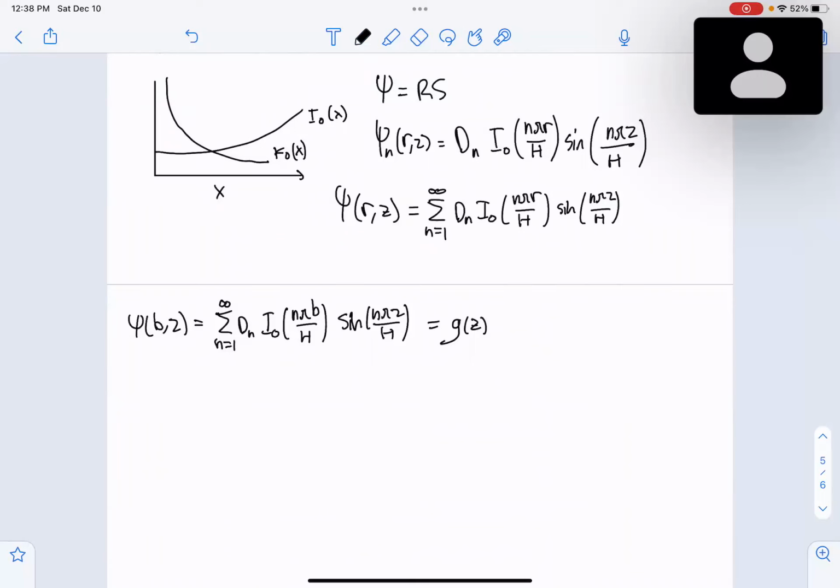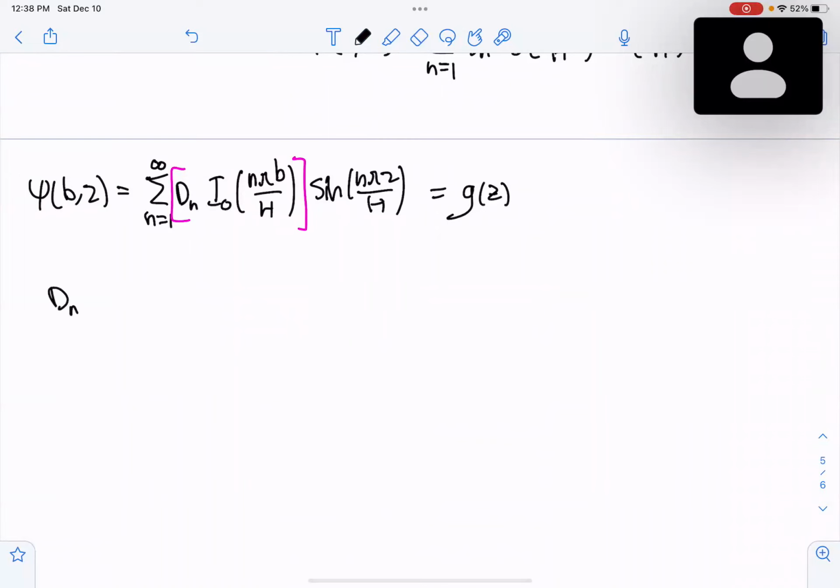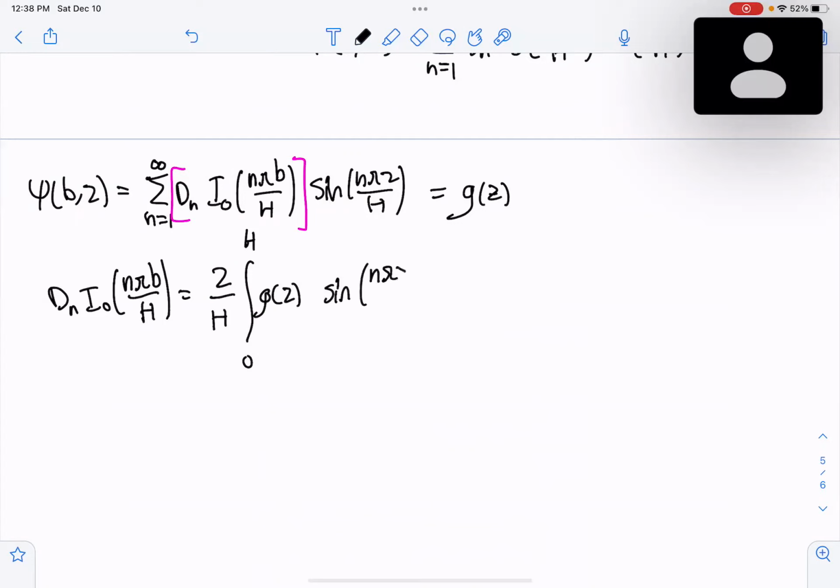Now, obviously we're not given an actual function. This is just a general case where we're given some arbitrary function g of z, so we're going to leave our answer in the form of an integral. But you want to realize here that we're actually just looking at a Fourier sine series, essentially. And so, as we always do, we're able to write that Dn I naught of n pi b over h is equal to 2 over h integral 0 to h of g of z sine n pi z over h dz.